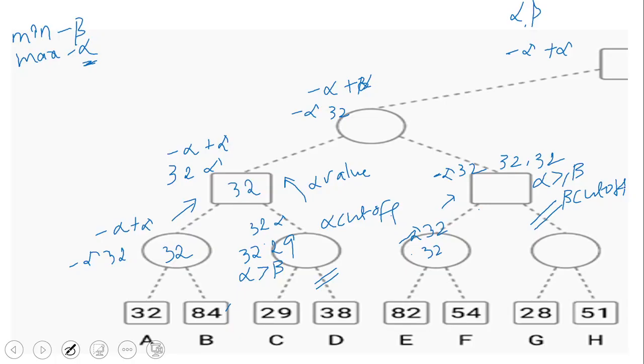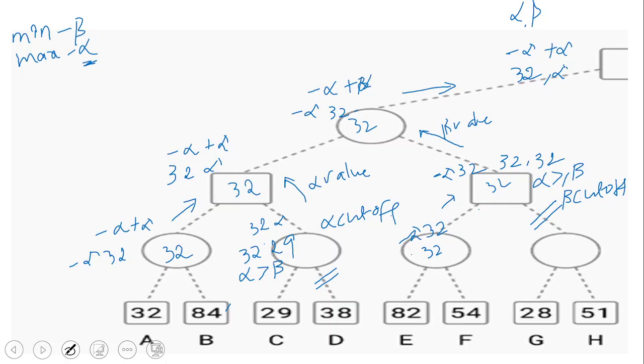So this beta value will be moved back to here. This 32 will be passed backward, the beta value 32. At the minimum node, the minimum has to be changed. Already we have minus infinity, 32. This 32 will be forwarded to here. This is the maximum node, so the alpha value has to be changed: 32 comma infinity.